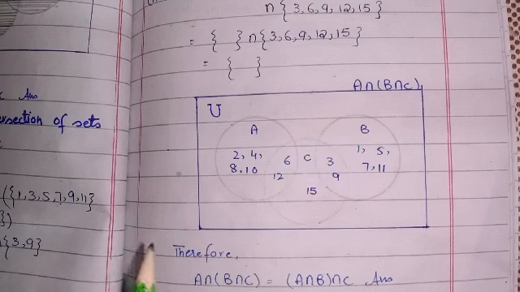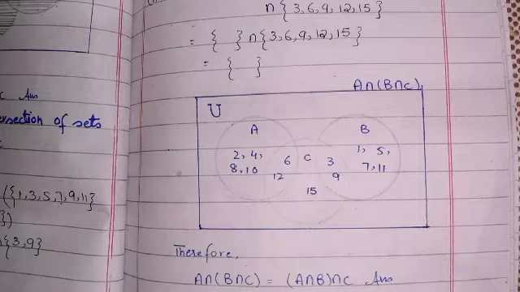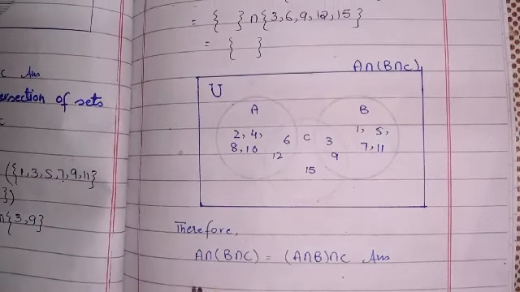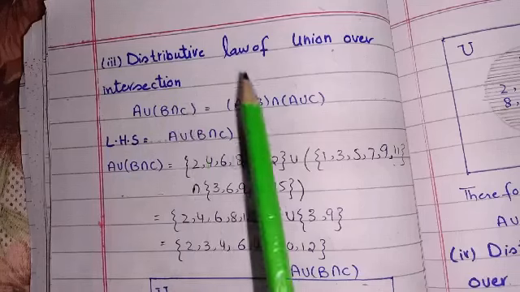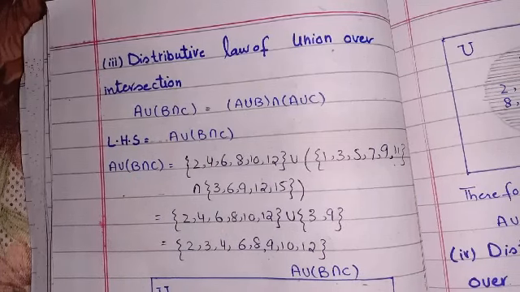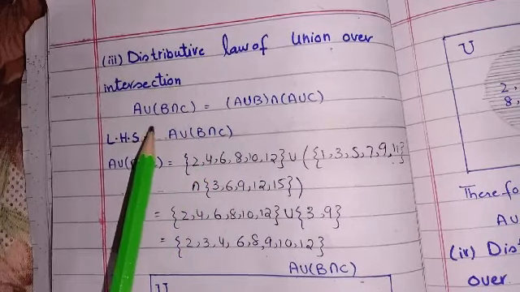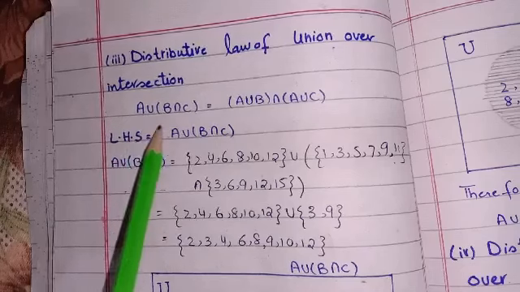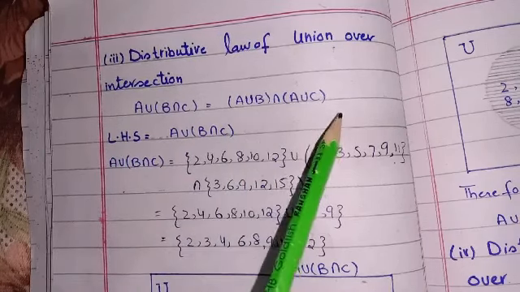So students, as you can see, the answers of the left hand side and right hand side are the same, therefore we will write A intersection (B intersection C) is equal to (A intersection B) intersection C, which is our answer. Now students, here is our third law, the distributive law of union over intersection. As you learned in previous lectures, the distributive law of union over intersection is A union (B intersection C) is equal to (A union B) intersection (A union C).